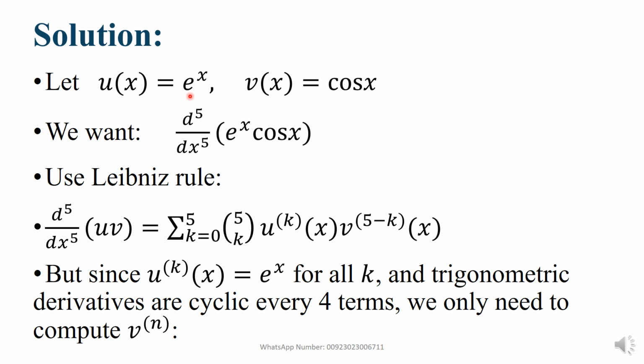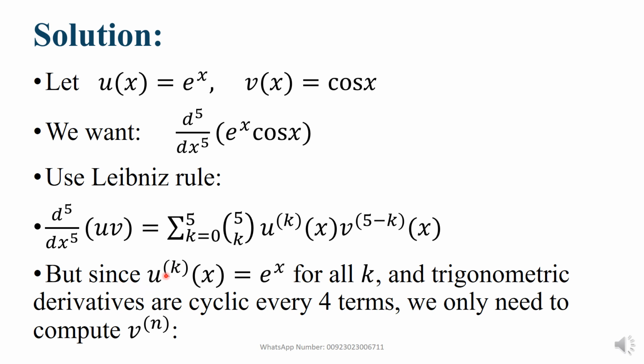Let u(x) equal to e power x and v(x) equal to cos x. We want d power 5 upon dx power 5 of e power x cos x. Use Leibniz rule. You know d power 5 upon dx power 5 of uv equals summation of k equal to 0 to 5, u power k(x) times v power (5 minus k)(x). You must remember the formula of Leibniz rule.